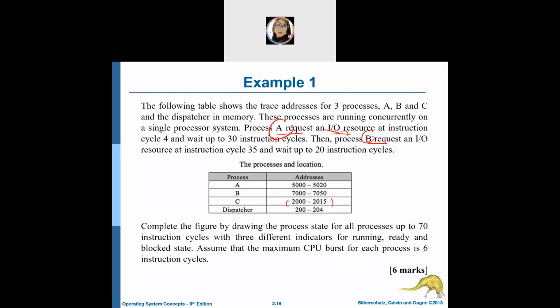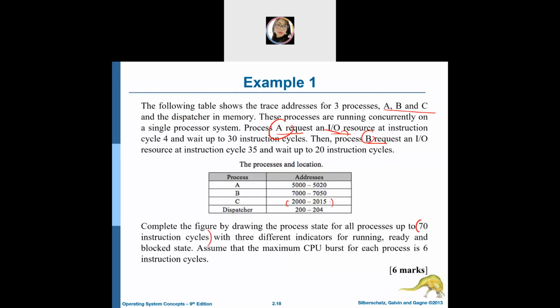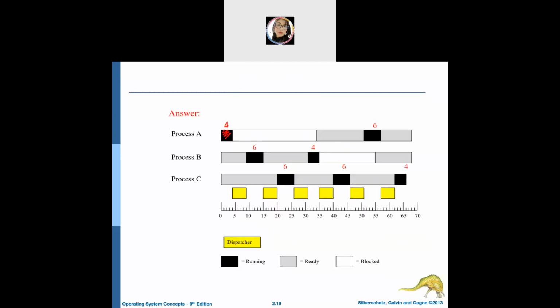After that, we need to assume, because it goes up to 70 cycles, that it is going to have all three together. Okay, first, process A. Process A will be running first. It is already mentioned that process A will be running first. And then it has input resources and instruction of four cycles. So only four times. That's why you have four cycles until up to here only.